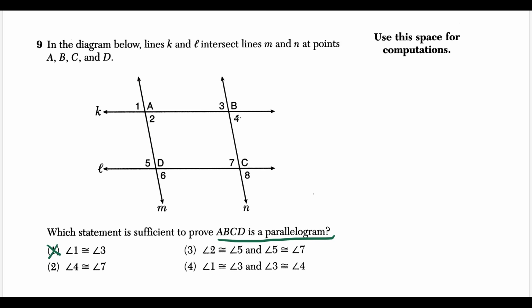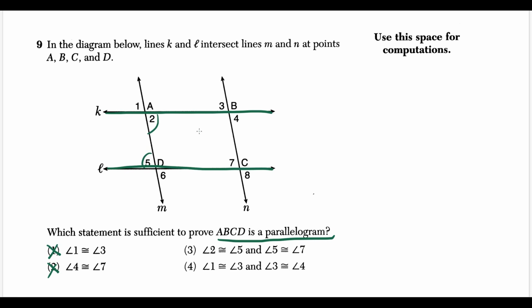If we say angle 4 and angle 7 are the same, that's going to tell us that these lines are parallel because we have congruent alternate interior angles. So once again, for a parallelogram, we need both pairs of opposite sides to be parallel. But now if we look at this one, angle 2 is congruent to angle 5, so these two would prove that line K and line L are parallel if we say that this angle and this angle are the same.